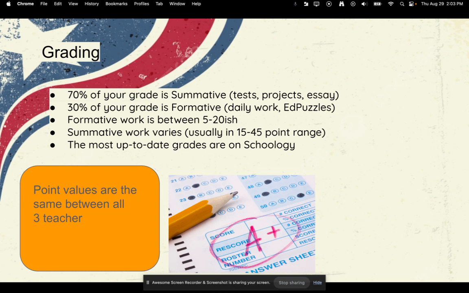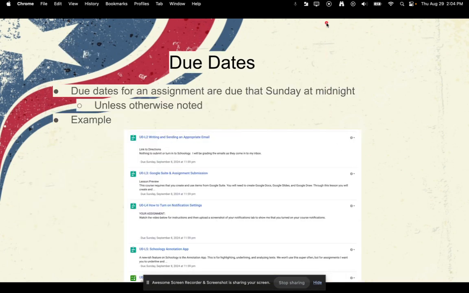And the most up-to-date grades that you're going to find are on Schoology. Now, I do update grades into Campus at least once a week. But if you're like, oh my gosh, what did I get on this assignment? Check out Schoology. That's going to have the most up-to-date grades. Okay. And the point values will be the same between all 3 of the teachers, by the way, or at least we'll try our very, very best. All right, assignments are due on Sundays at midnight, unless otherwise noted.